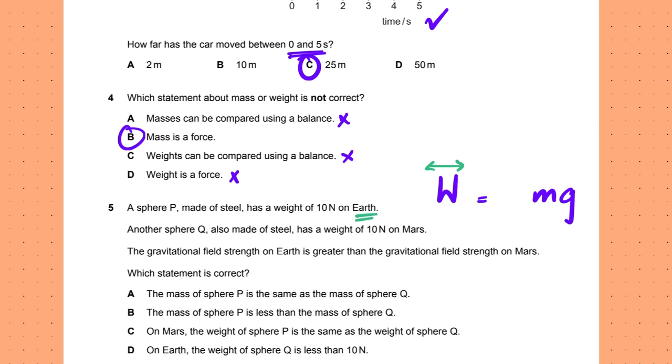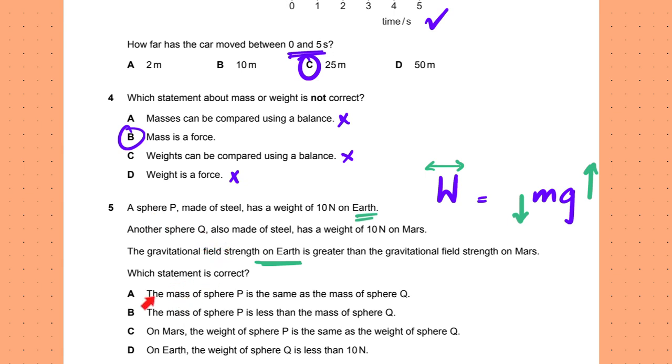If the gravitational field strength on Earth is larger, this means that the thing I'm talking about on Earth is supposed to have a smaller mass, and vice versa for the case of Mars. If gravitational field strength on Mars is less, this means that its mass is more. All right? So the one on Earth is P, the one on Mars is Q.